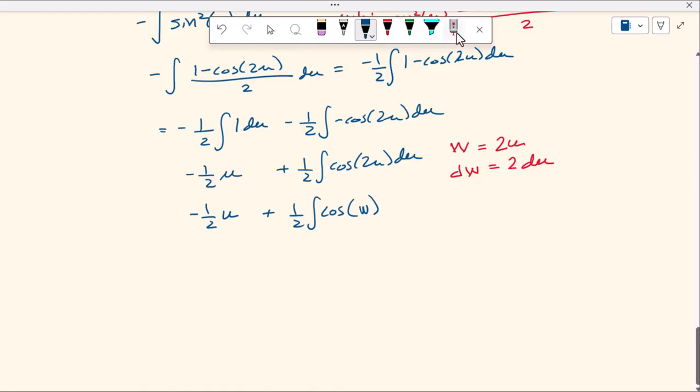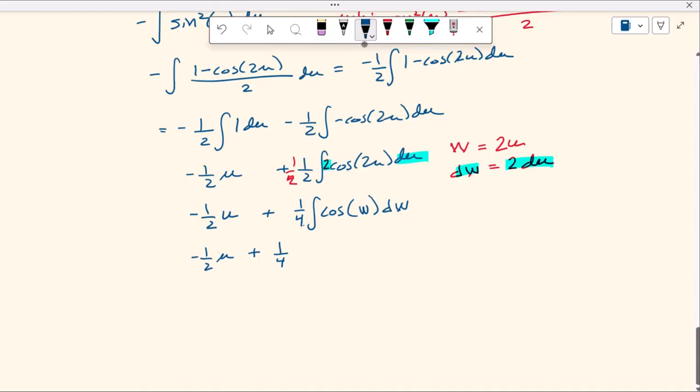Now to get my dw though, I needed a 2 du, and I have the du, but I don't have the 2. So I multiply by 2 on the inside, compensate with a 1/2 on the outside. So this 1/2 times 1/2 becomes 1/4. This is a really good one. Okay, so this 2 du becomes dw. Now I'm just going to keep dragging this along. I'm going to wait to substitute back in all at once.